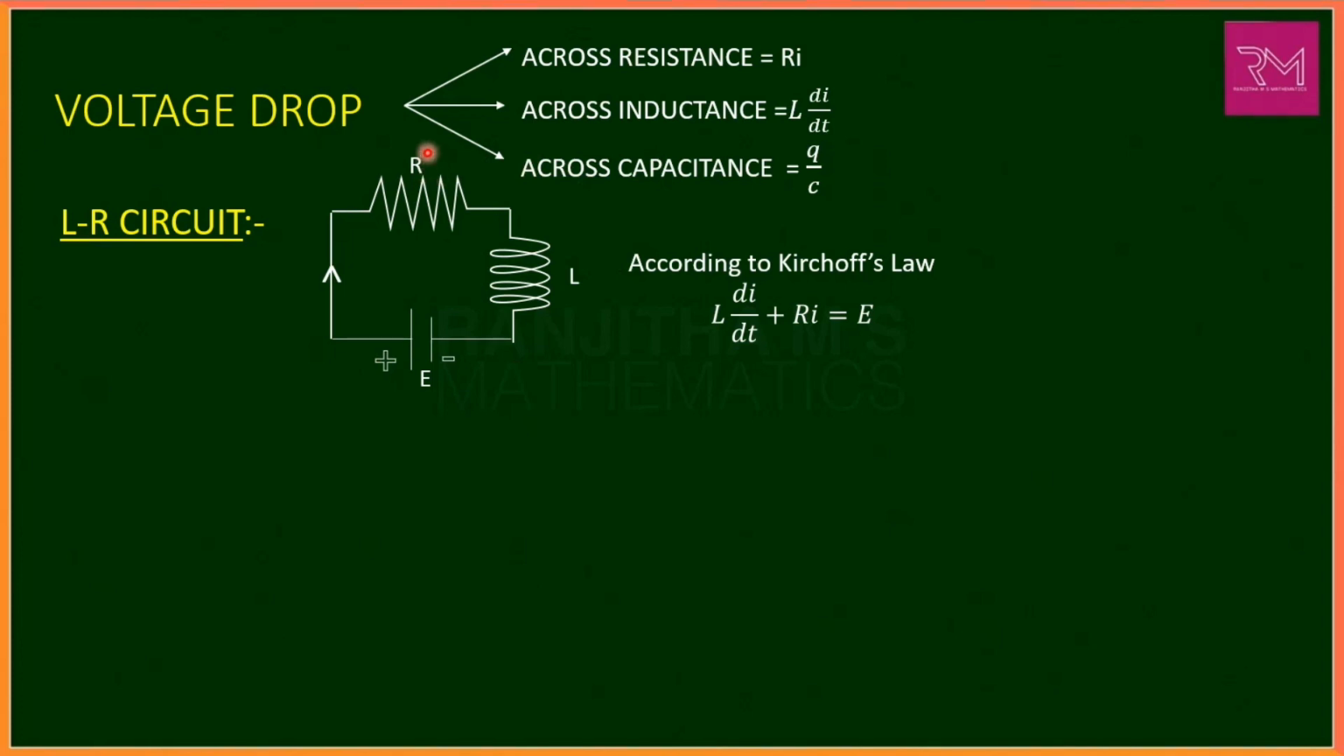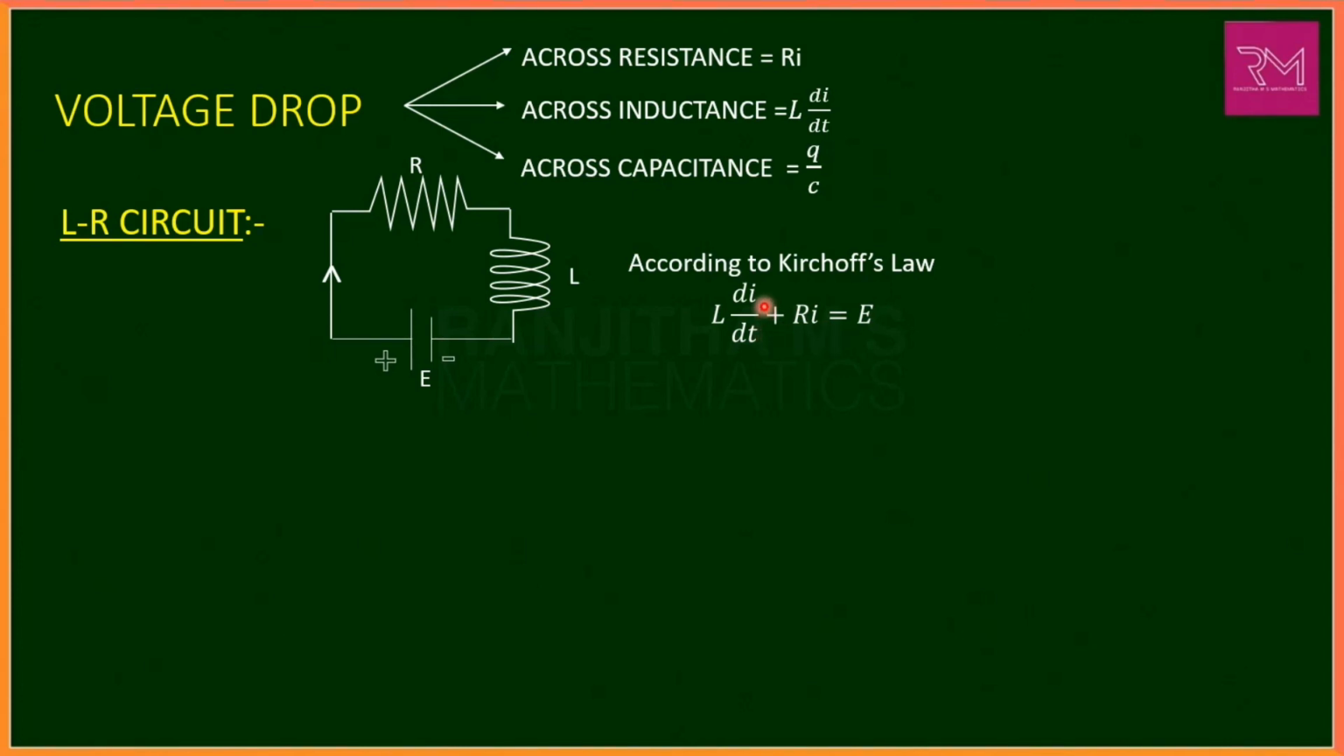Here the LR circuit contains resistance and inductance, so we have to consider the voltage drop across resistance and the voltage drop across inductance. The algebraic sum of the voltage drop across resistance and the voltage drop across inductance is equal to the resultant EMF. Here the resultant EMF is E, which is the resultant EMF in the circuit. This is the differential equation for an LR circuit with the help of Kirchhoff's law.